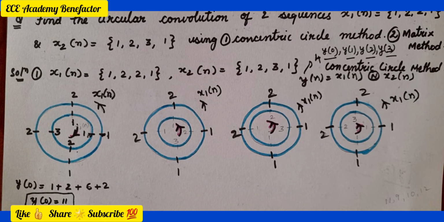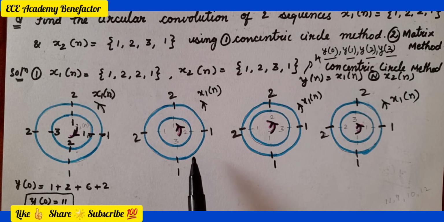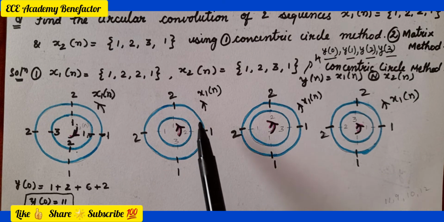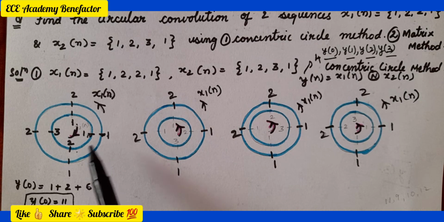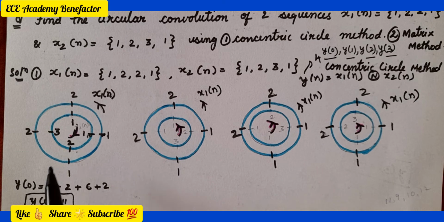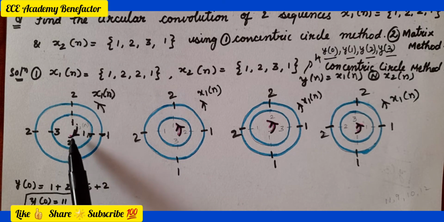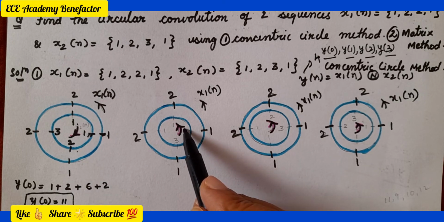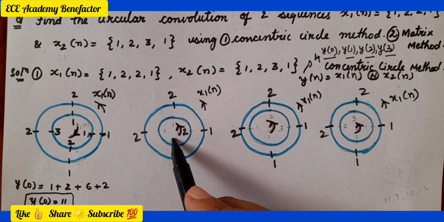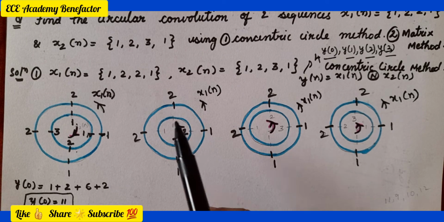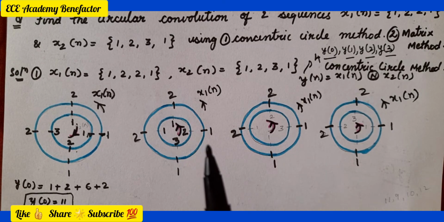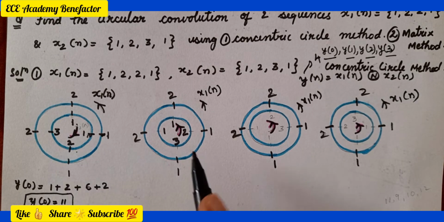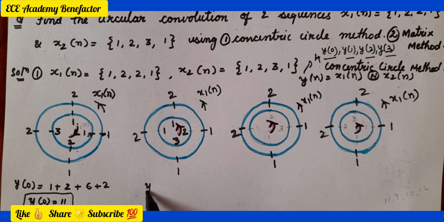Now to find y of 1, we have to go to the second step. x1 of n is plotted on the outer circle. Now we have to move the inner circle one step in clockwise direction. So when you are rotating the inner circle in clockwise, this 2 will be shifted here. So it will come as 2, 3, 1, 1. Okay, so this 2 is moving here, 3 will come here, 1, 1. So now multiply to get y of 1.